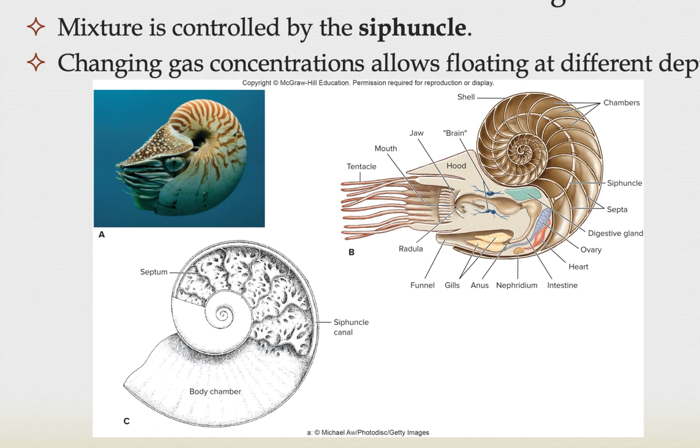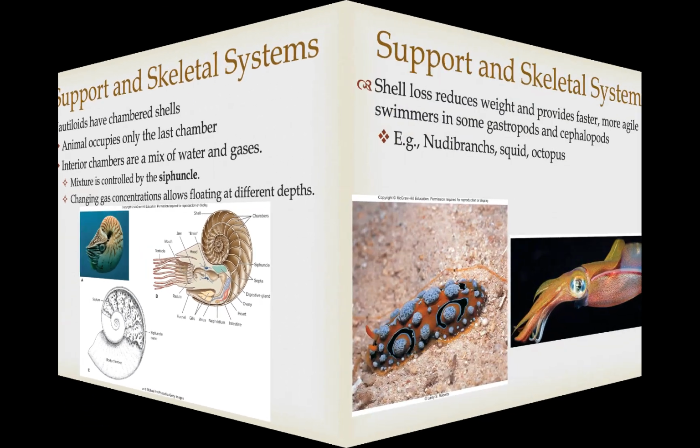What the siphuncle does is it controls the mixture of water and gases, and the animals can dynamically change this at different times of the day, and this controls what level they're going to be able to float at. So if you want to go up, then you remove some of the water from the chambers and put more gases in those chambers. To go down, you fill these with more water and less gas.